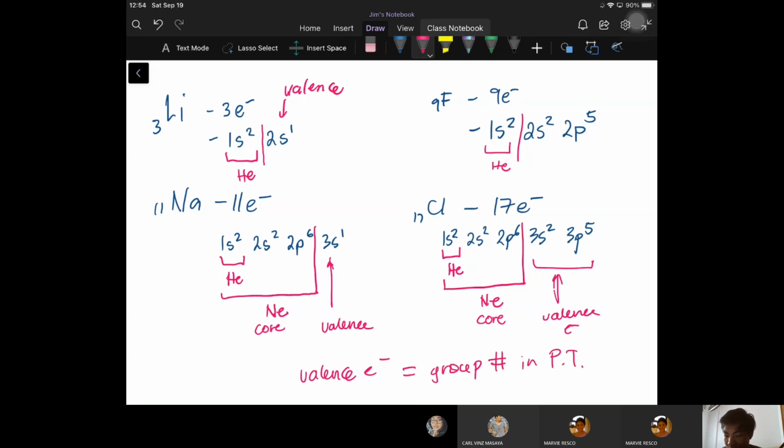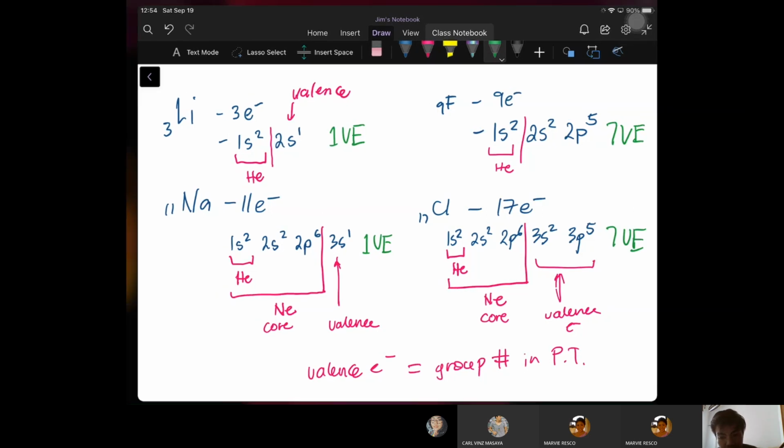Gusto nyo makita, no? Siyempre. So, bilangin natin yung valence electrons. For lithium, isa. So, 1 valence electron yan. So, si sodium, isa lang din, 3s1. 1 lang yun, no? 1 valence electron. Si fluorine, ilan? 2 plus 5. Yung exponent yung tinitignan na. So, 2 plus 5, 7 valence electrons. Itong nasa baba, 2 plus 5 din. So, 7 valence electrons, no?